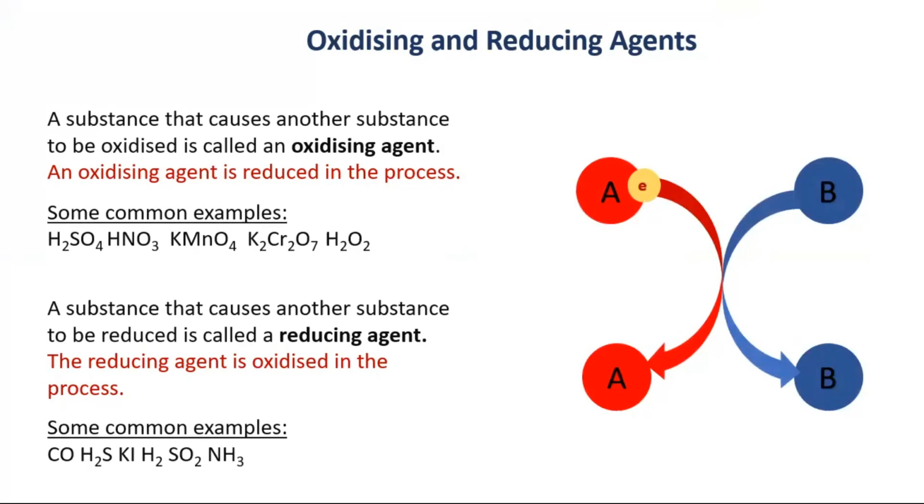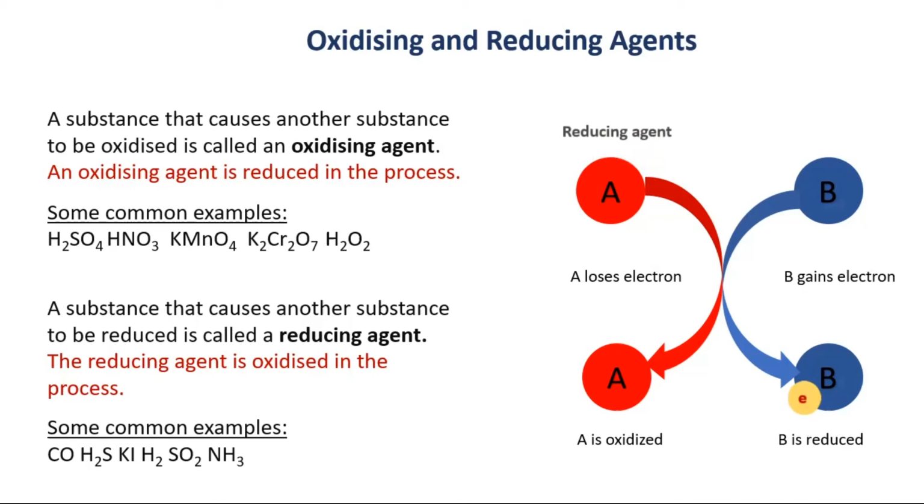To make it more clear, let's assume A is a substance donating an electron to B. So A lost an electron and oxidized, whereas B gained an electron and reduced. A is oxidized, so it must be the reducing agent. On the other hand, B is reduced, so it must be the oxidizing agent.